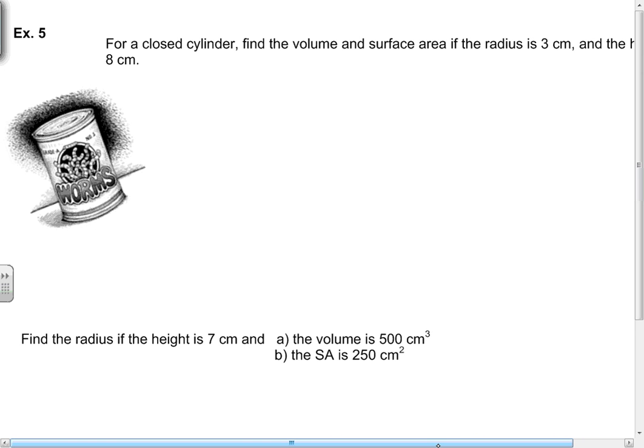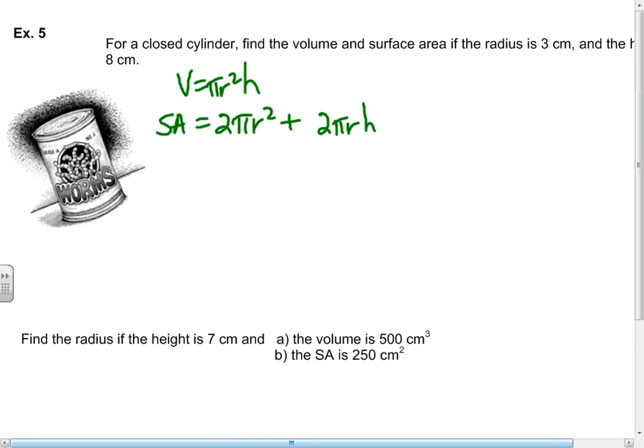So we just need to find the formulas for those. Volume equals pi r squared h. And the surface area is 2 circles, and the rectangle, if it were cut open, would be circumference times the height. There we have it. We want to find both of those things if the radius is 3.